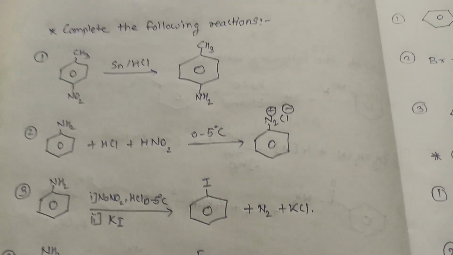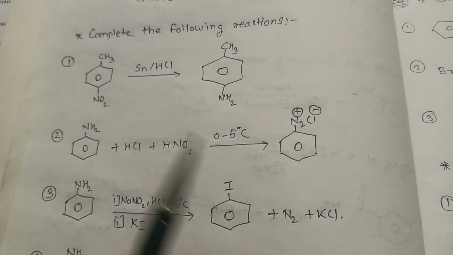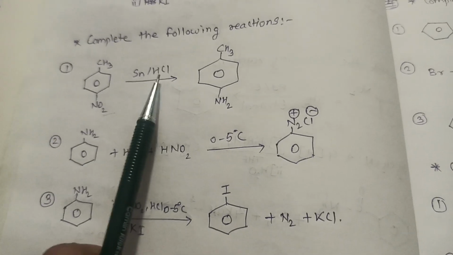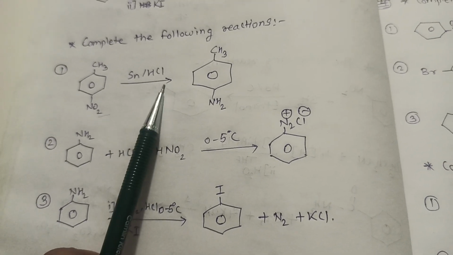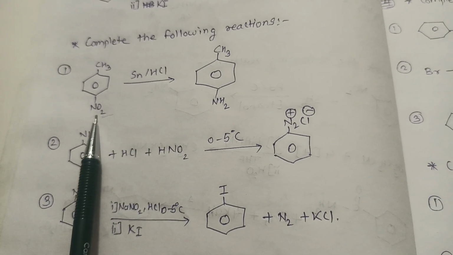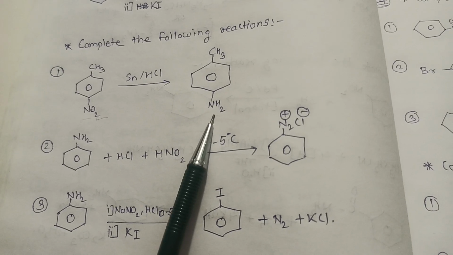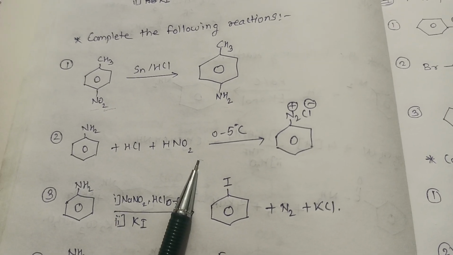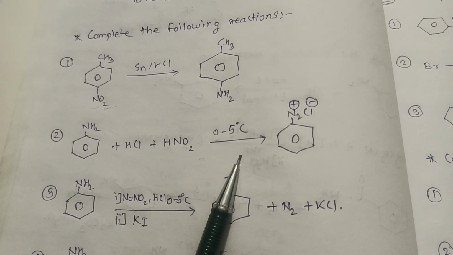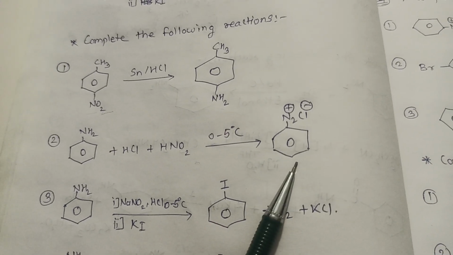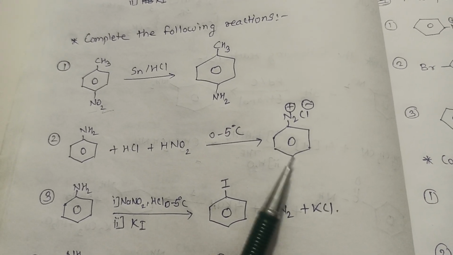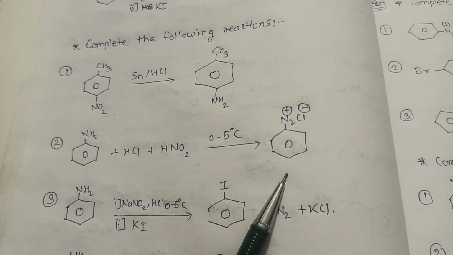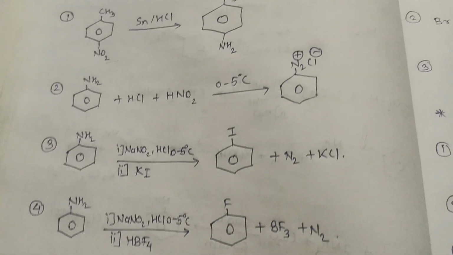Next, complete the reactions, which are similar to the earlier one. First example is the same. Sn plus HCl will undergo reduction of NO2 into NH2, same product, same reaction. Second is aniline plus HCl plus HNO2, 0 to 5 degrees Celsius. We are getting a diazonium salt, N2 plus Cl minus. This is there in preparation of diazonium salt.